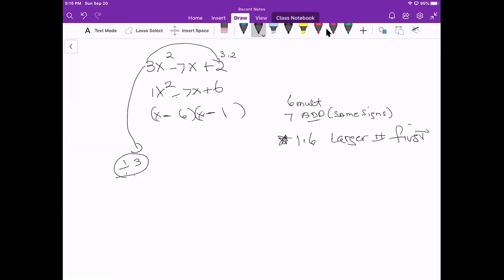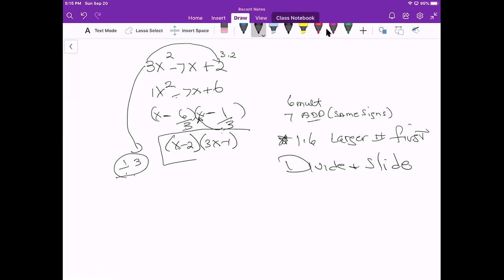Now we have to divide back by 3. Remember, it's called divide and slide. If you can't divide, slide it, but stay within the same parentheses. All right, so the 3 goes over here and the 3 goes over here. 3 into 6 is 2. So I have x minus 2. 3 does not divide into the 1, so I'm going to slide it up there. 3x minus 1. And that is your answer.